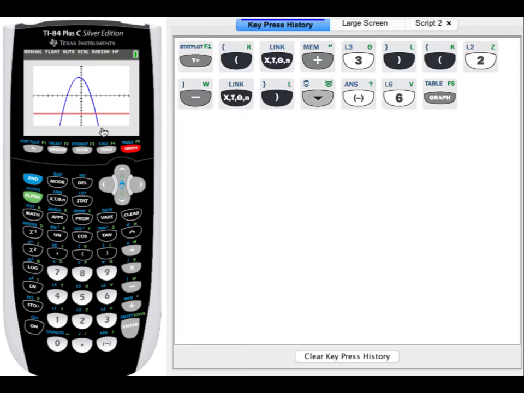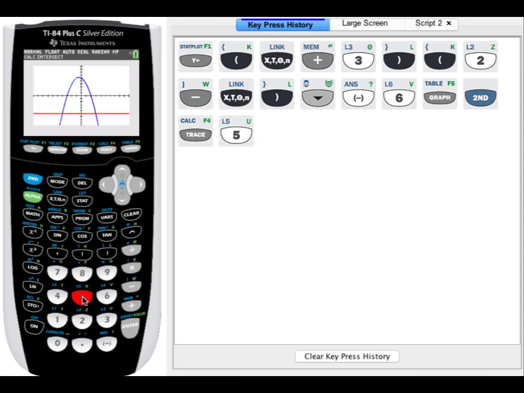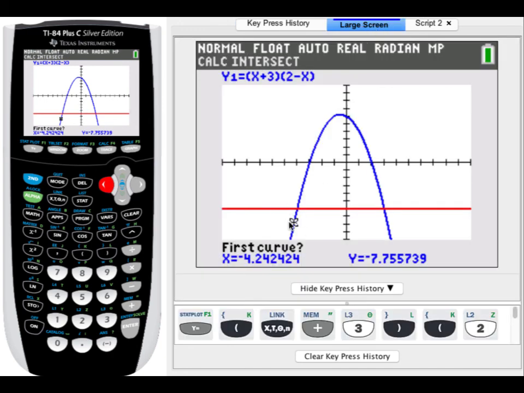To do that, I'm going to go to my calculate button again. Remember, it's second trace. And I'm going to cursor down to intersect, which is number 5. Then I'm going to move my cursor so it's close to the first intersection I want to look at. I can either be above it or below it. This one doesn't matter if I'm to the left or right of it, so you can go whichever direction you want. But I want it close to one intersection. It has to be closer to one than the other. So I'm close to that intersection.